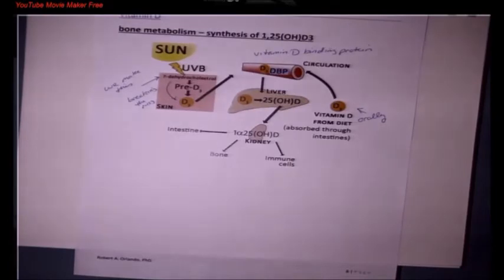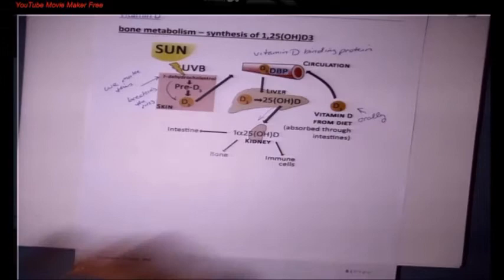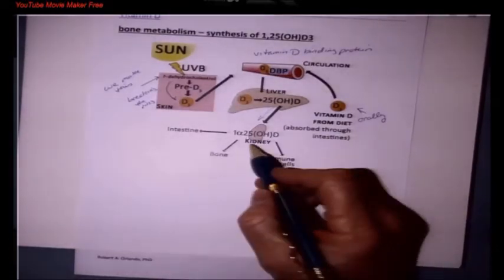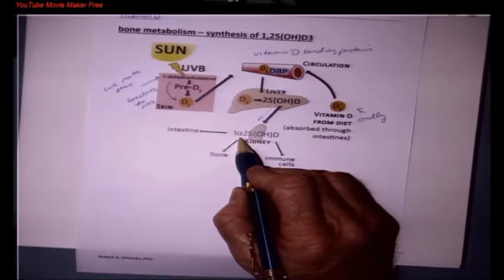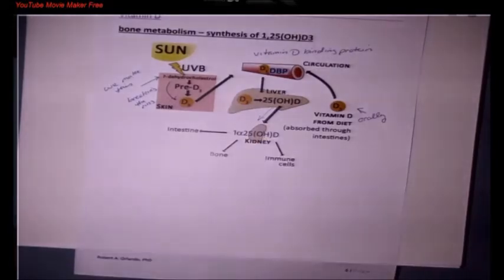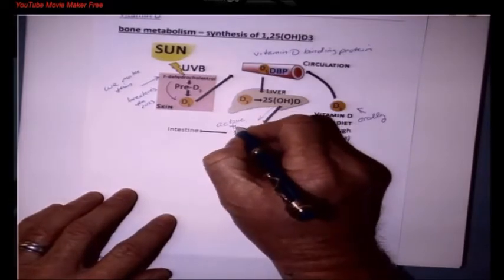Still not active. The 25 hydroxy vitamin D3 goes now to the kidney. We get another hydroxylation reaction on the number 1 carbon. The 1 alpha simply means that it's in a down position in the ring. 1 alpha 25 dihydroxy vitamin D. Now this is the active form of vitamin D.